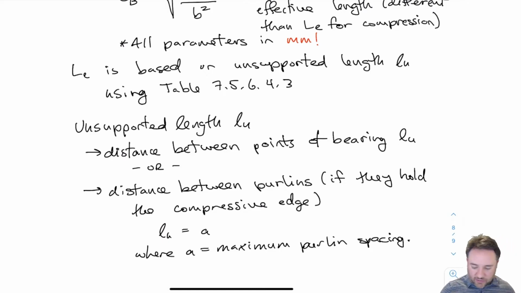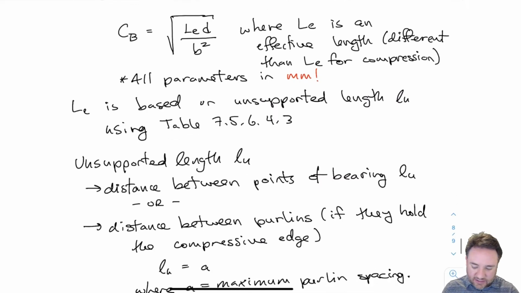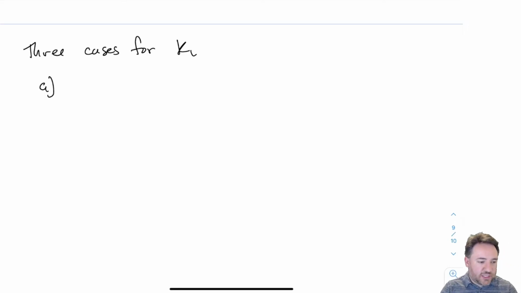Okay, so now that I know how to calculate my unsupported length and therefore my effective length, LE, from the table 7.5.6.4.3, and therefore my CB, which is my slenderness ratio, going from bottom to top here, now I can calculate my KL. And my KL has 3 different cases.